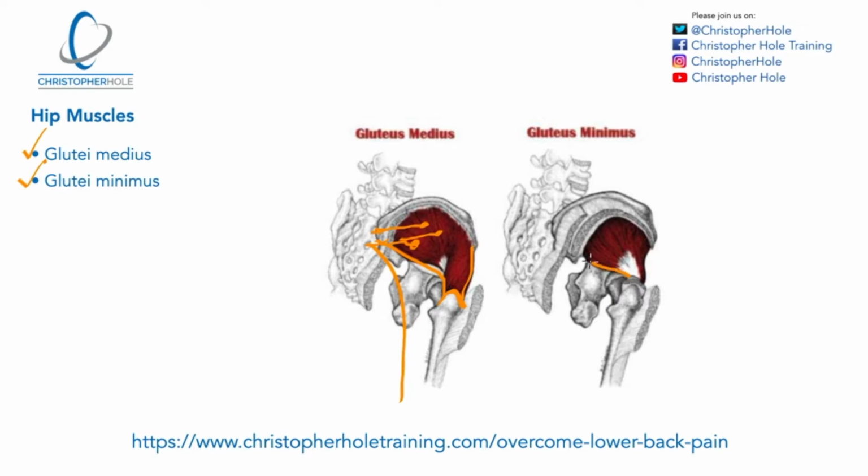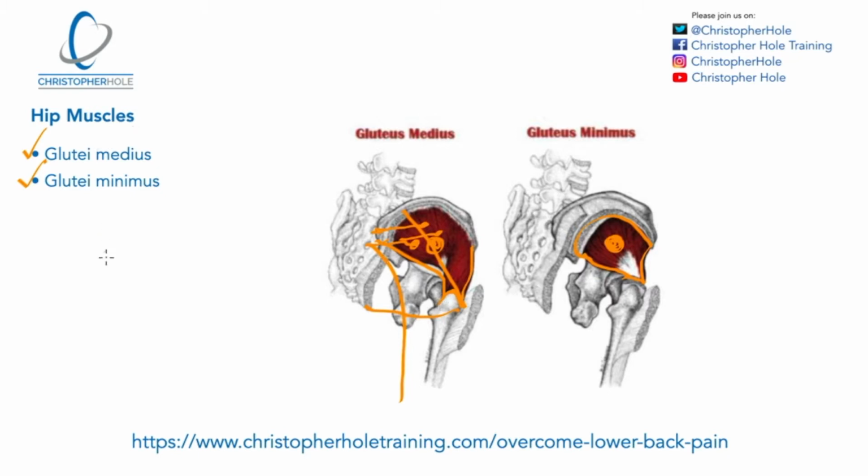So again, it's sort of like a fan shape or a pizza slice shape, which goes from the top of the femur and then across and onto the pelvis. And then this one sits underneath glute medius, and this one sits under the big glute maximus, which would basically kind of go in this type of direction over the top of it.